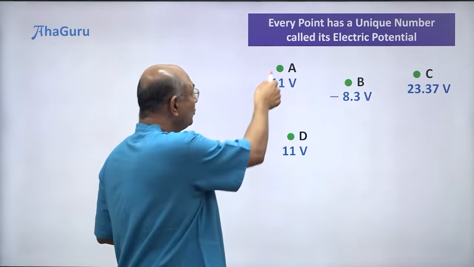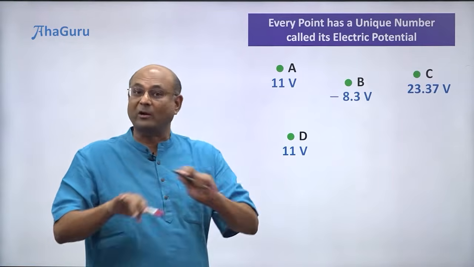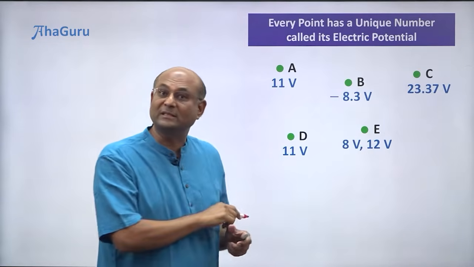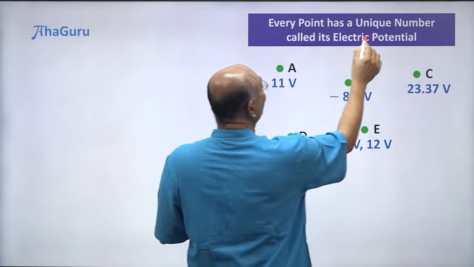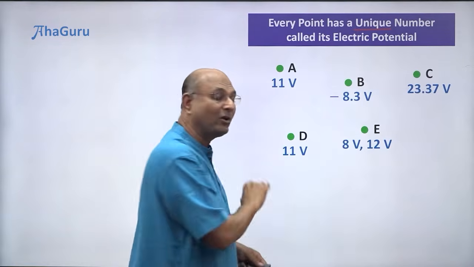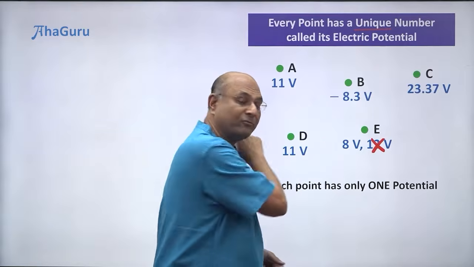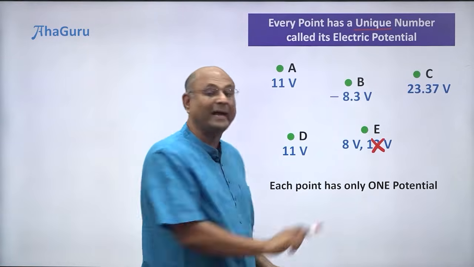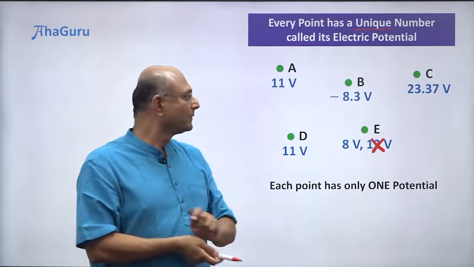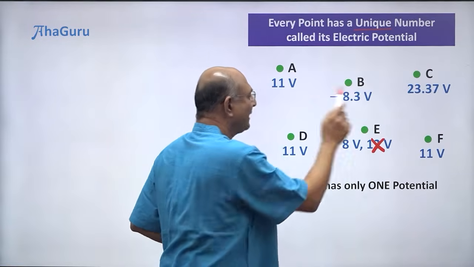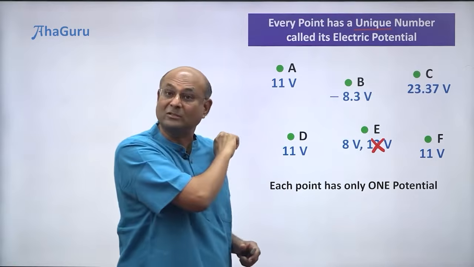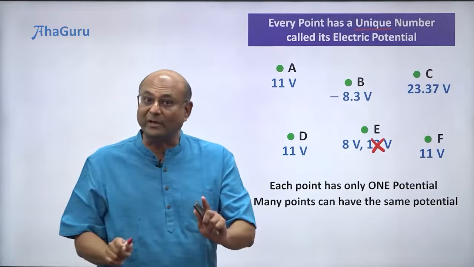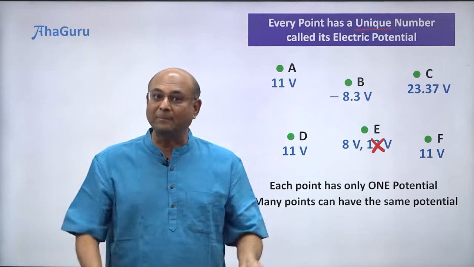Is that okay? Two points can have the same potential, not a problem. But E now has two numbers, two potentials. Is that okay? No. Every point has a unique number, so E cannot have two numbers. So let's get rid of 12. So there's only one number at E. Each point has only one potential. But you can have point F having 11 volts, D also has 11 volts, A also has 11 volts. So multiple points can have the same potential. That is okay. But one point cannot have multiple potentials.